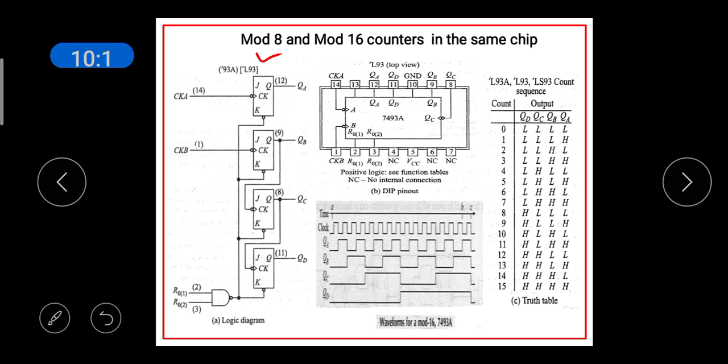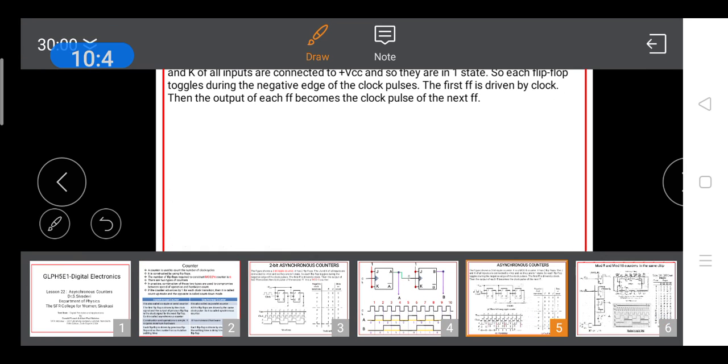If you connect the output of the first flip-flop QA to the clock signal of the second flip-flop, then you can use it as mod 16 counter. The timing diagram for mod 16 counter is given here, and this is the truth table for mod 16 counter. It counts from 0 to 15, 16 numbers. So this is called mod 16 counter. L stands for 0 state and H state stands for 1 state.